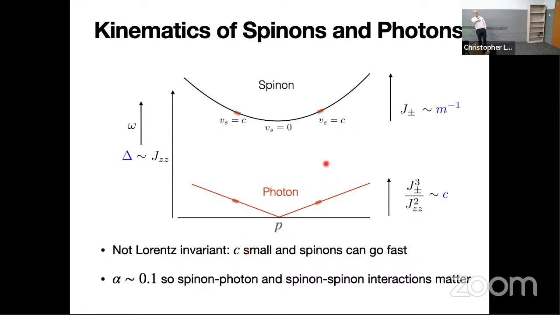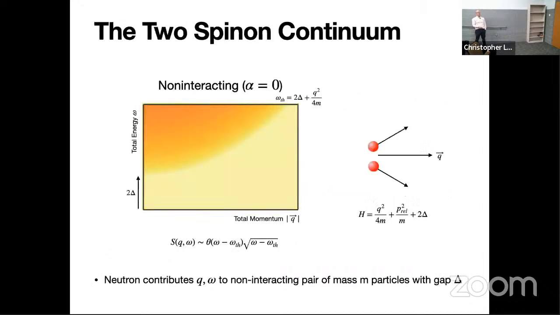This theory is not Lorentz invariant. The speed of light is small. The spinons can go fast. What that means, for example, is that the group velocity here, the slope of this thing, matches this slope at some finite momentum. Also, as I pointed out, we expect alpha to be around 0.1, so these interactions should matter. Okay. But before they matter, let's see what we should expect when they don't.